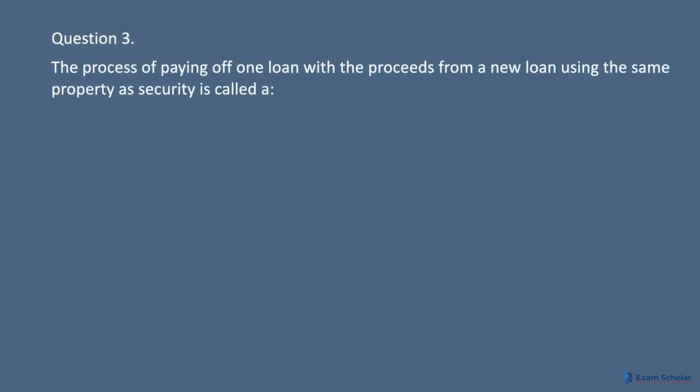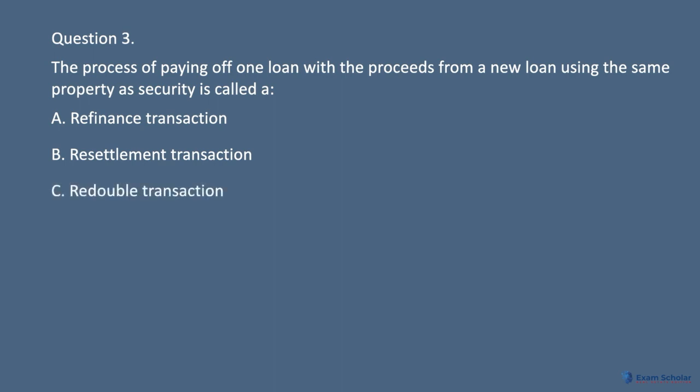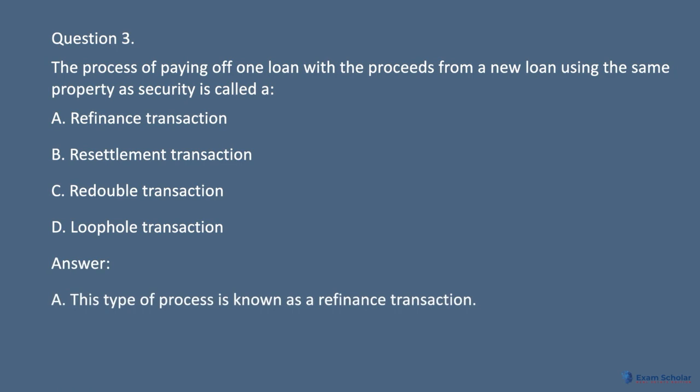Question 3. The process of paying off one loan with the proceeds from a new loan using the same property as security is called A. Refinance transaction, B. Resettlement transaction, C. Redouble transaction, D. Loophole transaction. Answer. A. This type of process is known as a refinance transaction.